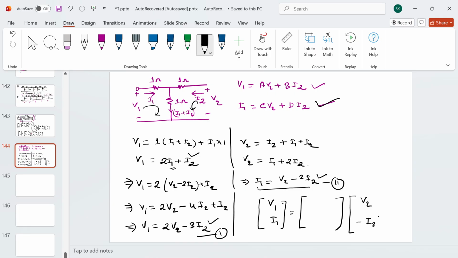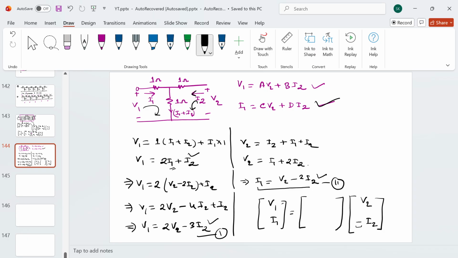V2 minus I2. Okay. See, here I have considered this I2 is in the network, but actually for ABCD parameter, if you consider the I2 in this direction, that negative sign will not appear. So it is just your convention whether you took I2 in the inward direction or in the outward direction. Since I have considered the I2 in the inward direction, I have to take this minus sign. Or else if you consider I2 in this direction, then this minus sign will not come and you need not worry about that. So you can also think from that point of view.